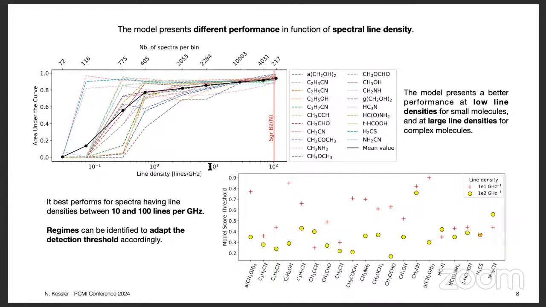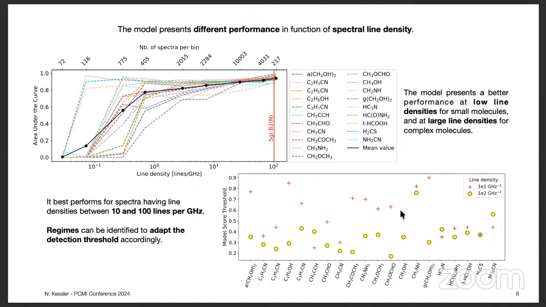What we observed is that the model is also very spectral line density dependent. Here we have the area under the curve, so the performance, as a function of line density. For the spectral data set, for each spectrum, we determine whether the molecule is detected or not, and if so, determine the performance. We do this for each molecule and determine the mean value. The overall tendency is that the performance increases as the line density increases. So we can determine certain regimes of performance and adapt the detection threshold depending on it.